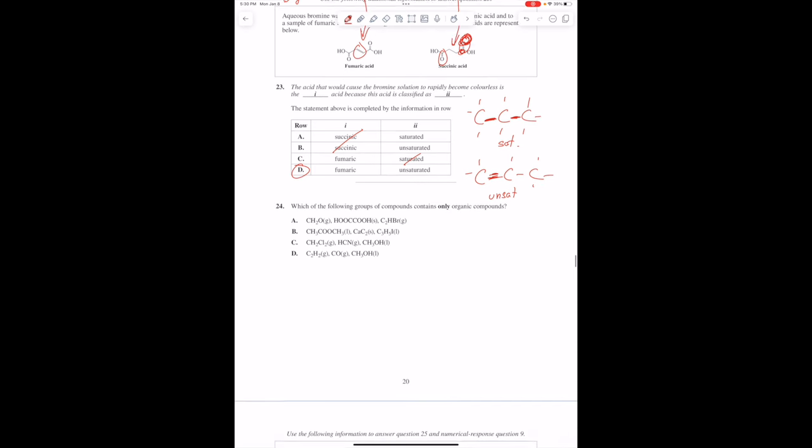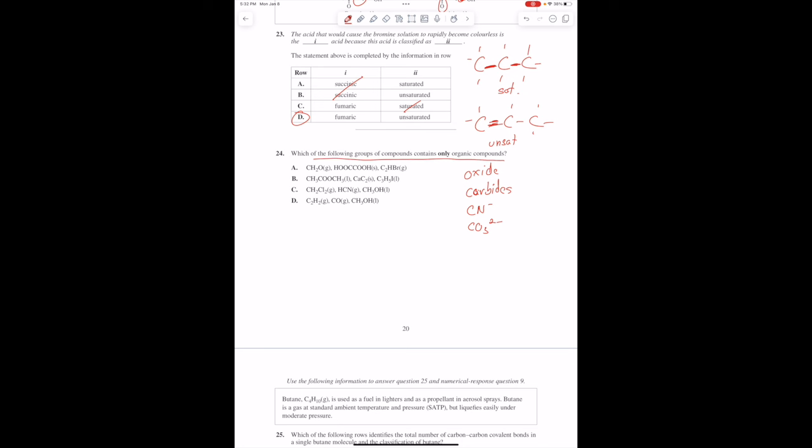Okay, next question. Which of the following groups of compounds contains only organic compounds? Okay, so this is that question about the inorganic exceptions. What are the exceptions? So remember, we got oxides like carbon monoxide, carbides, cyanides, okay, and carbonate.